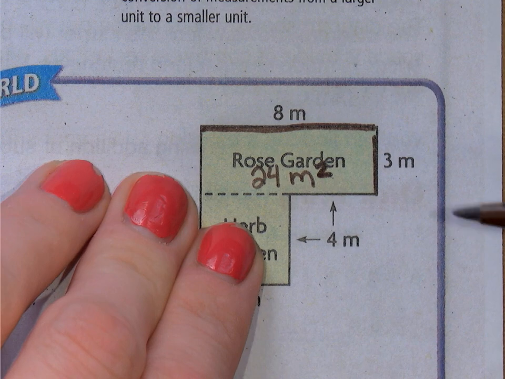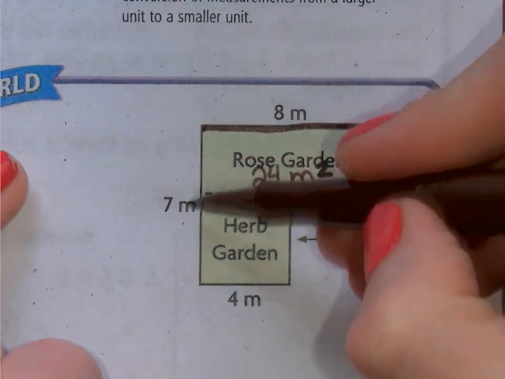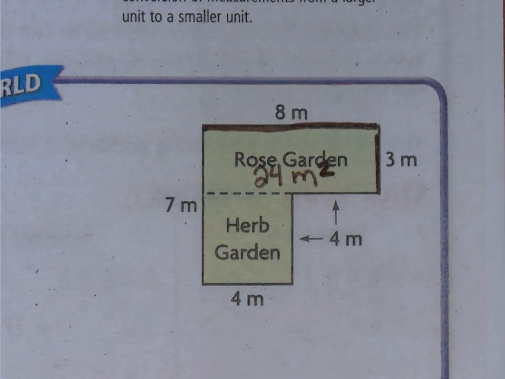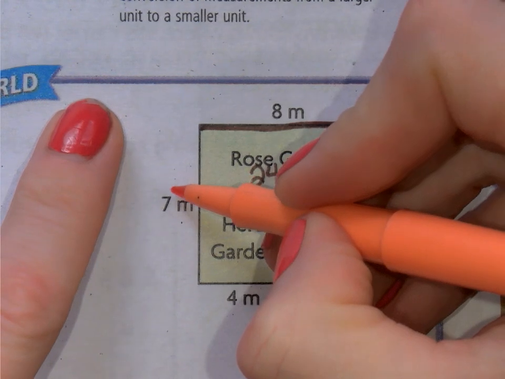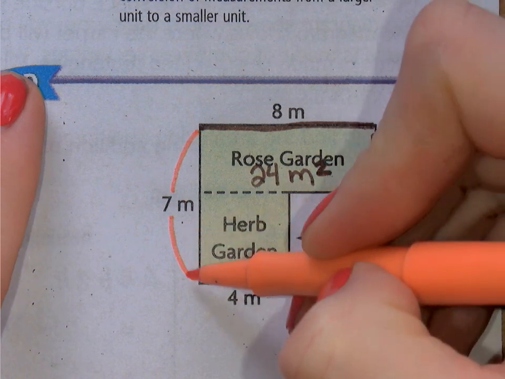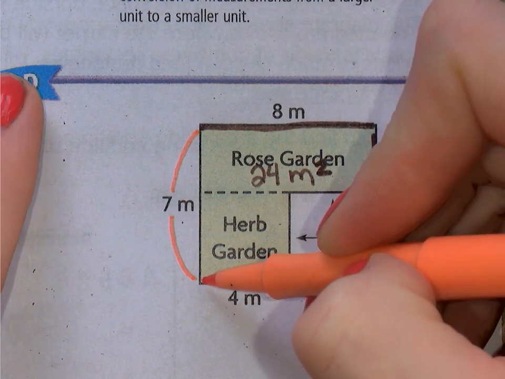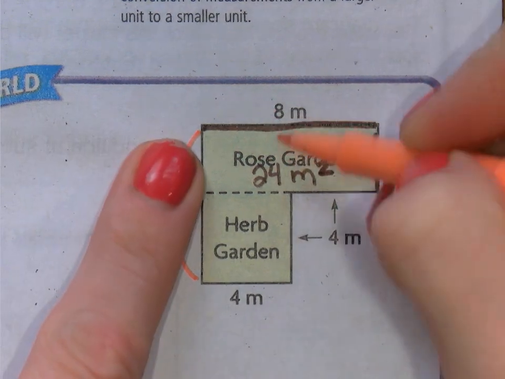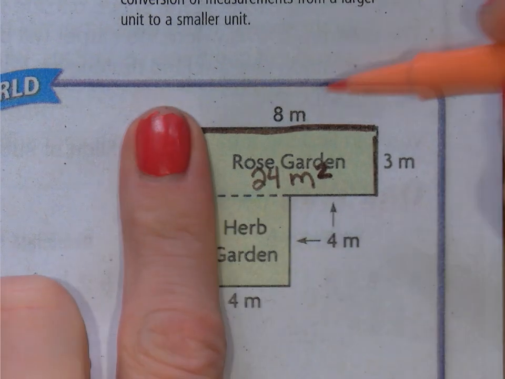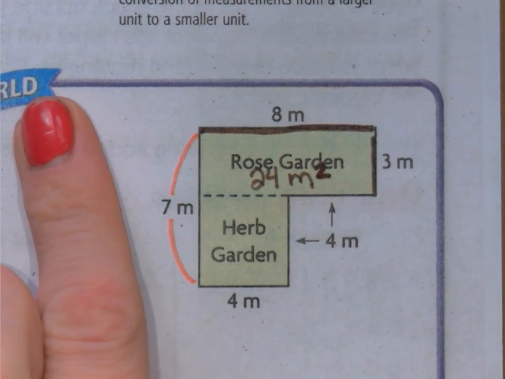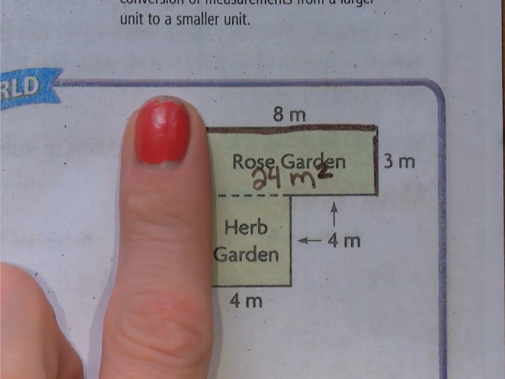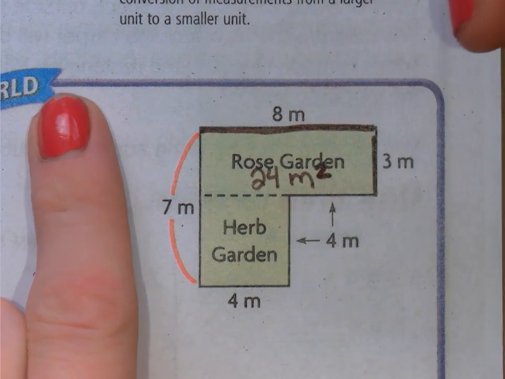Where this gets a little bit confusing, boys and girls, is because there's a 7 over here. I cannot use that 7 because that 7 is from here to here, and that goes for the rose garden and the herb garden, okay? I only want the rose garden up here, which is 3, and the herb garden down here. So if I'm trying to figure out the rose garden, I cannot use this 7. I need to use the base and the height. This number over here is just an extra number that I don't really need.